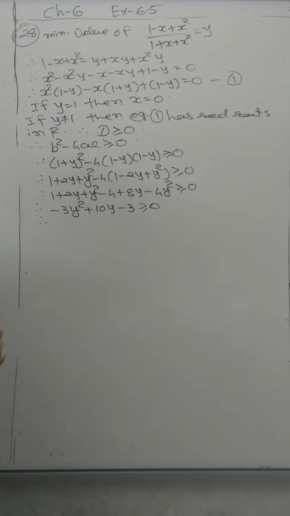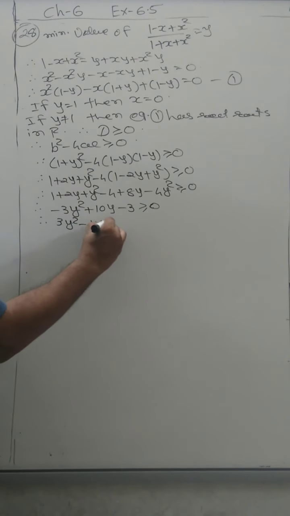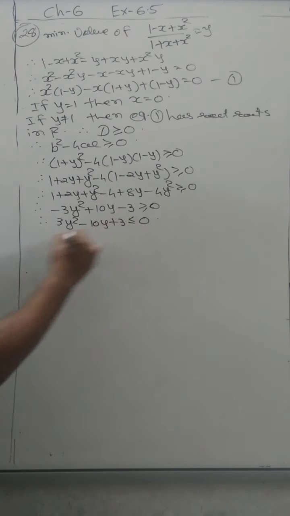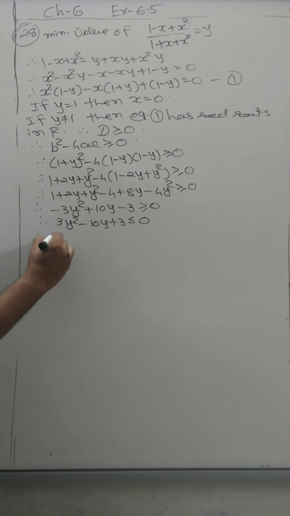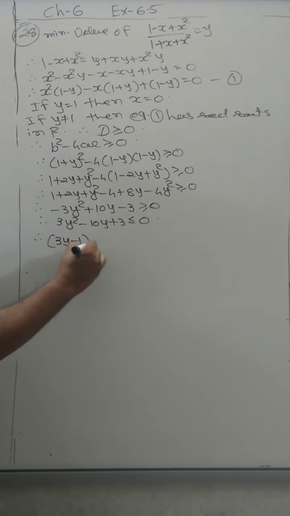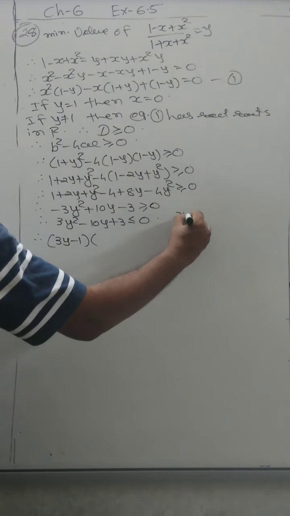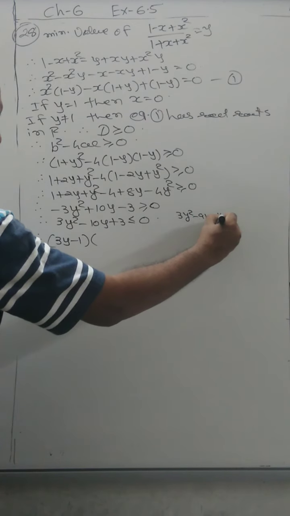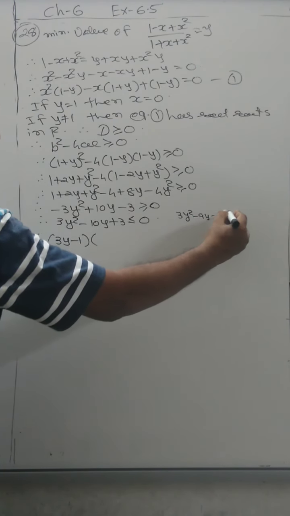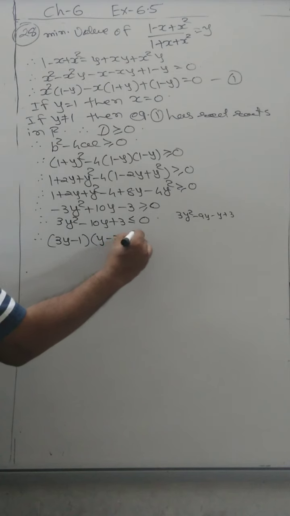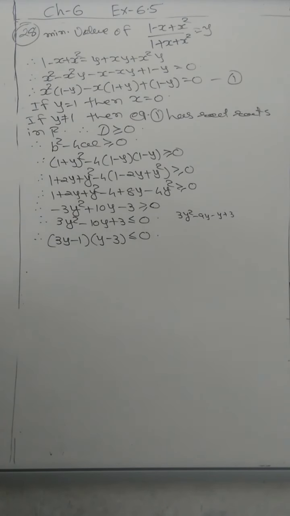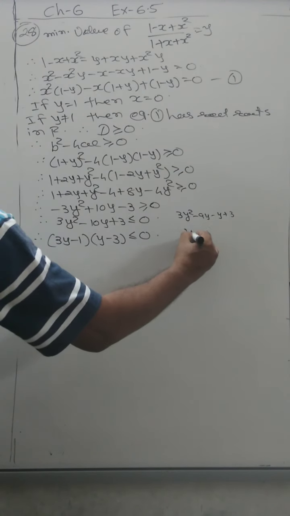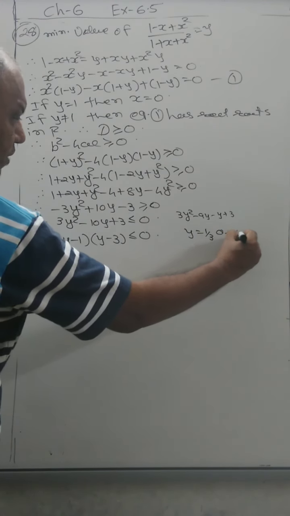Or if we take the negative sign common, then we have 3y square minus 10y plus 3 less or equal to 0. Now the two factors of this are 3y square minus 9y minus y plus 3, that is 3y minus 1 and y minus 3 is less or equal to 0. So therefore the critical values of y are 1 by 3 and 3.